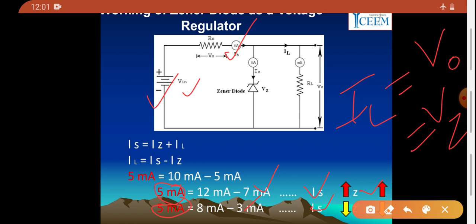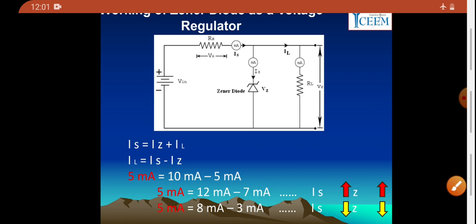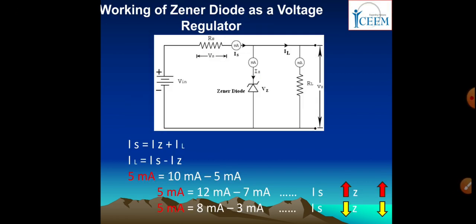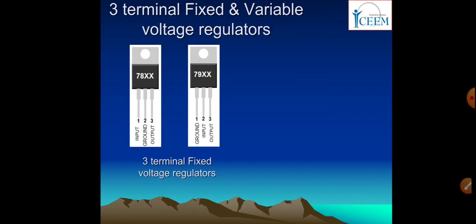So output voltage will be constant irrespective of changes in the input signal, because Iz is variable. If Is increases, Iz also increases. If Is reduces, Iz also reduces, maintaining the load current constant. That's why this diode is acting as a constant voltage regulator. Okay, that means Zener diode as a voltage regulator.